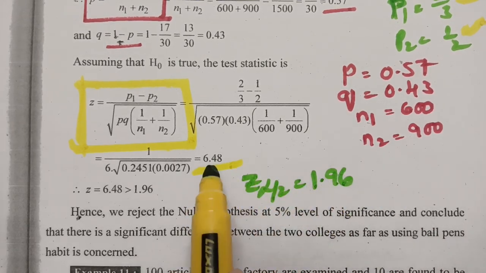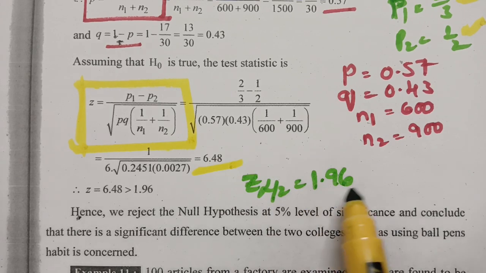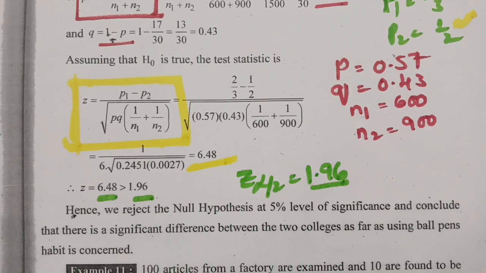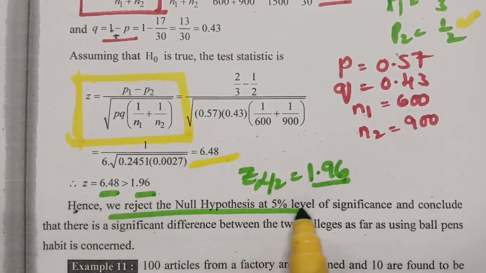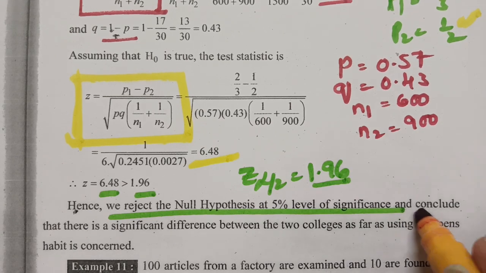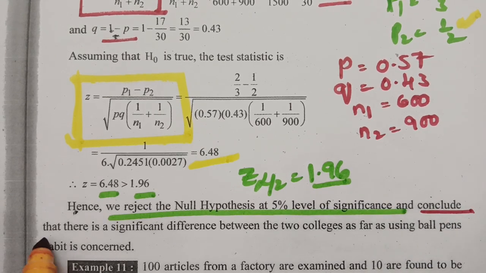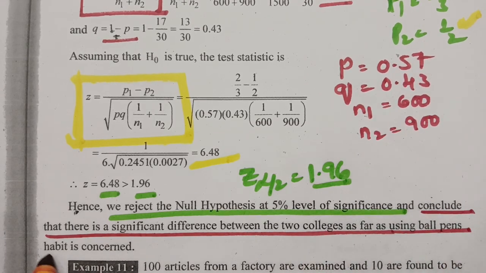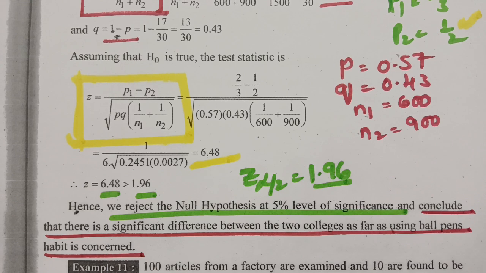On comparing, this is the calculated value and this is the tabular value, and therefore the calculated value is greater than the tabular value. Hence we reject the null hypothesis at 5% level. And what is the conclusion part here? The conclusion is that there is a significant difference between the two colleges as far as the habit of using ball pens is concerned. So this is how we have to take the 5 steps: first null hypothesis, alternate hypothesis, test statistics, level of significance, and the conclusion part.